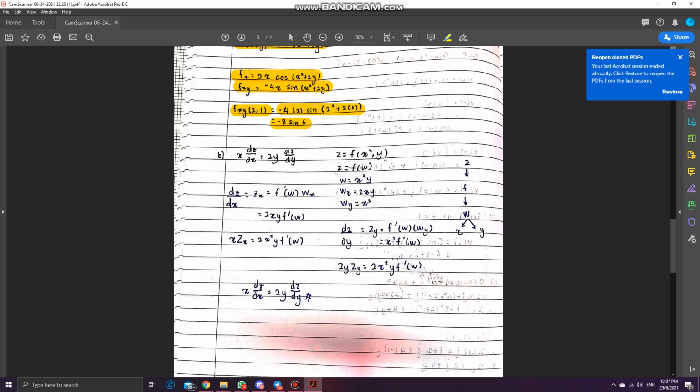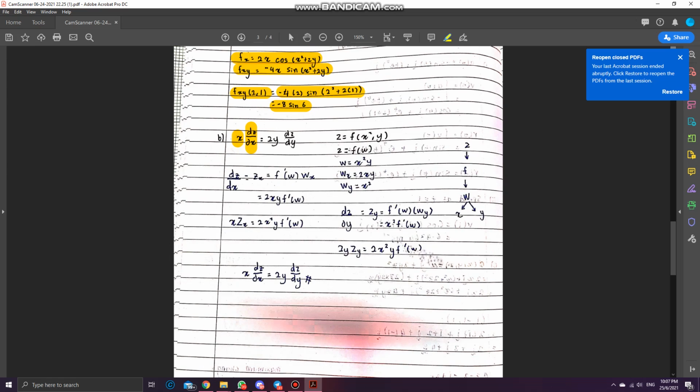Okay, for b, actually I made it more complicated here, but what you can do is, at first they want us to prove that x dz over dx is equal to 2y dz over dy. What you can do is replace like this: z equal to f(x square y), or z is equal to f(w), so w is x square y.